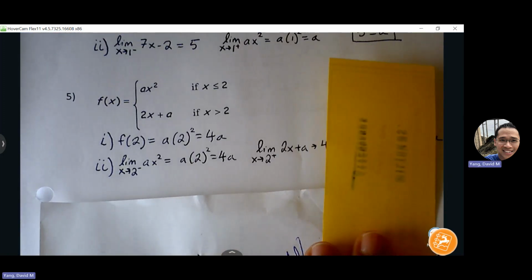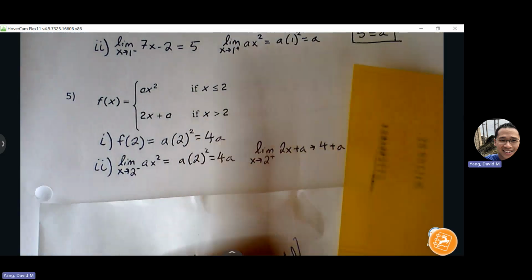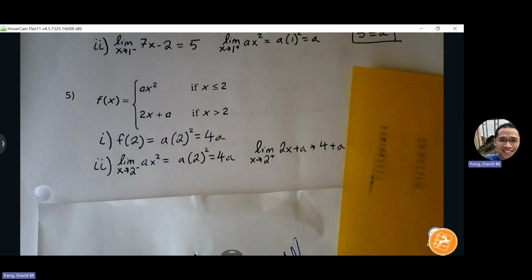Okay, this is what I have so far. f of 2, right? We know 2 is the x value that we're focused on. And then we do one-sided limits because, again, we have less than and greater than. We have different graphs split on either side of 2. We have to look at the limits separately.